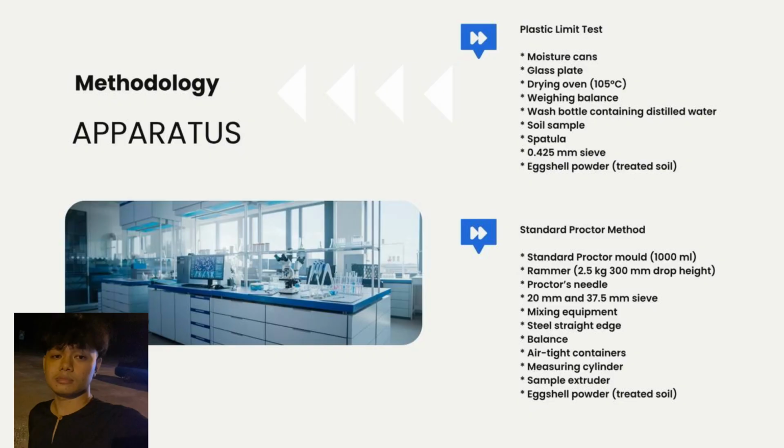Standard Proctor mold 1000 ml, rammer 2.5 kg with 300mm drop height, Proctor's needle 20mm and 37.5mm sieve, mixing equipment, steel straight edge, balance, airtight container, measuring cylinder, sample extruder, eggshell powder, treated soil.